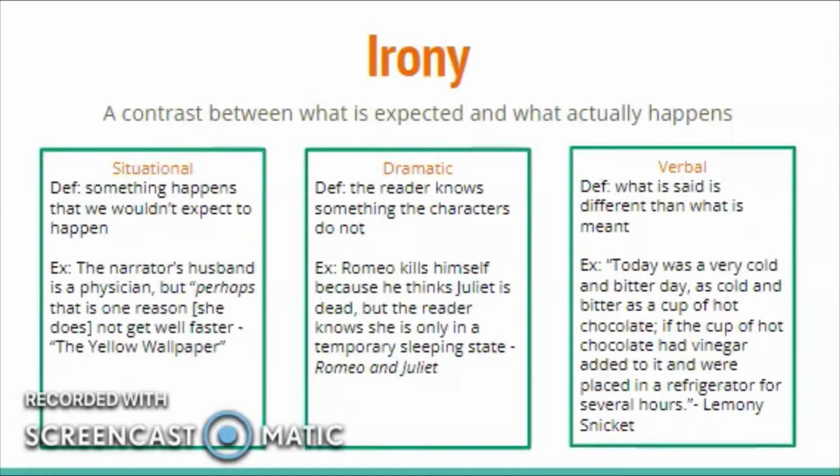We are probably most familiar with verbal irony because it closely aligns with sarcasm. There are a lot of similarities between the two, and you could almost say that they're kind of like siblings, though the proper academic term would be verbal irony instead of sarcasm. Here we have the example from the author Lemony Snicket.